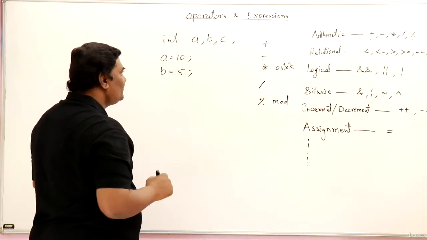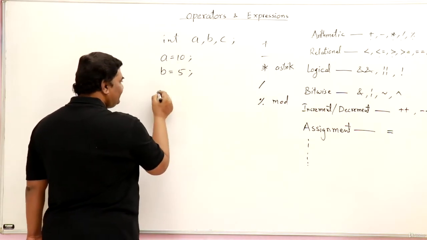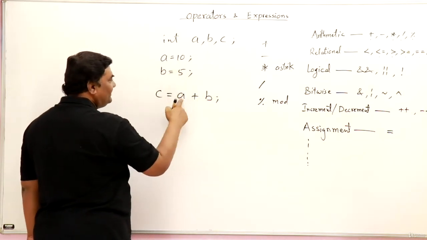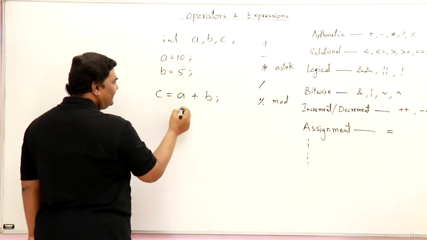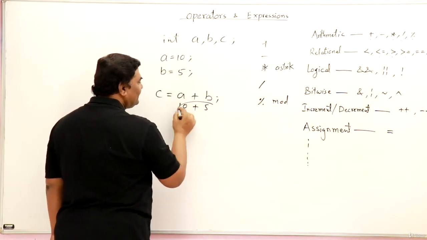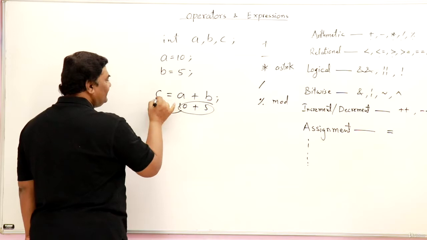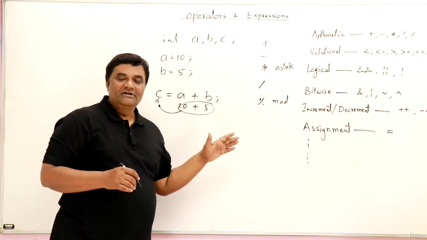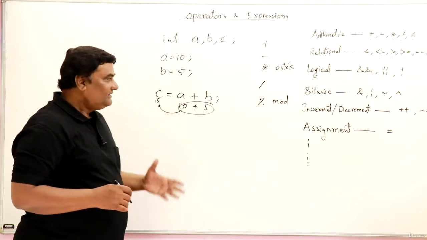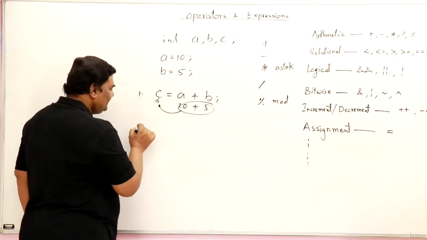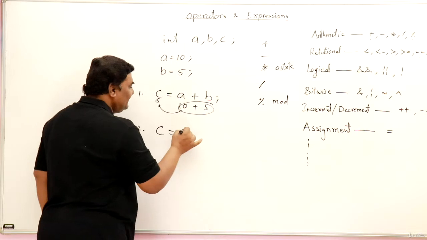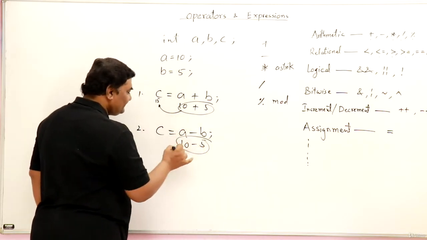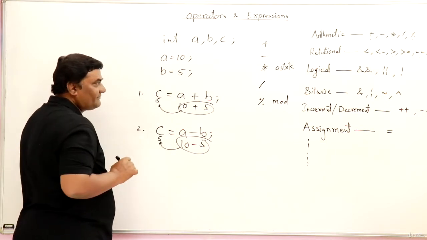Now let us perform those operations. First one, if I say C assign A plus B, then the values of A and B are added and the result is stored here. So this is 10 plus 5 and the result is 15, which is stored in this one. This is how it works wherever you use it in your program. We'll be using it afterwards. Now instead, if I use C assign A minus B, then this is 10 minus 5 and the result is 5, which is stored here.